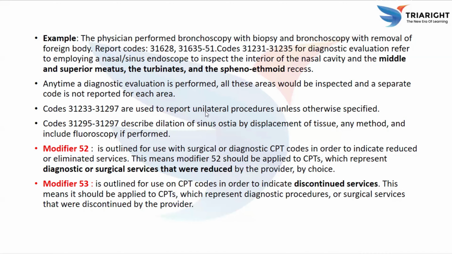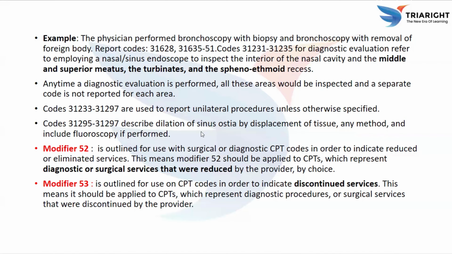Next guideline is unilateral versus bilateral procedure. 31233 to 31297 CPT codes. These codes are unilateral by default. So only one side is assumed unless the code says bilateral. If it is done on both sides, you have to use modifier 50 if the pair allows, or you have to report LT and RT on separate lines if the pair is dependent. So if CPT does not say bilateral, you have to assume it is a unilateral procedure.